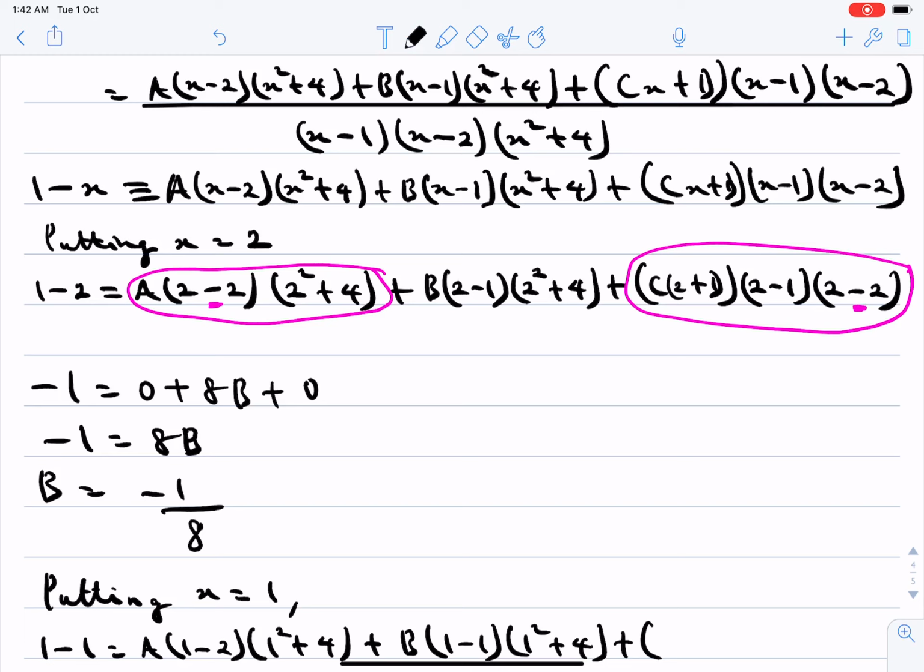That would have been c times 2 plus d, which would have still been 0. Thank God that didn't change our solution. I should have put x equals 2 here. So c times 2 plus d. When you multiply that by 2 times 2 minus 1 times 2 minus 2 will still give you 0. So the whole of this is still 0.